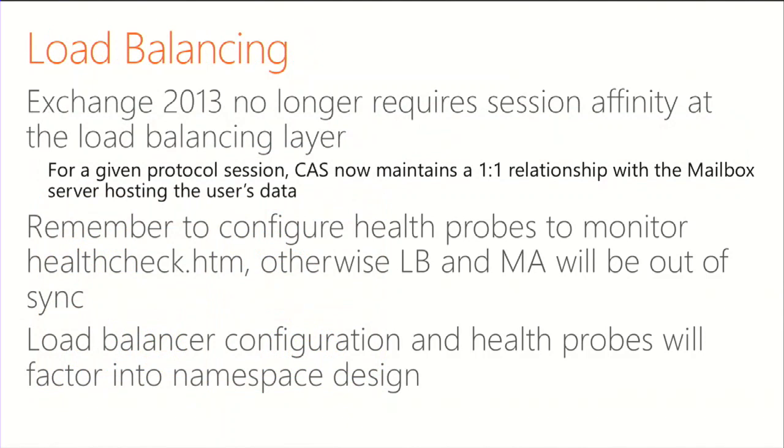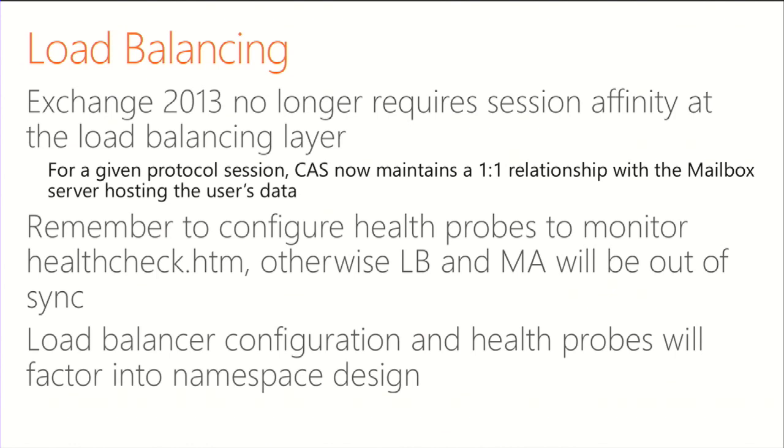So now that we understand the nuances of namespaces, we can talk about load balancing. As I've mentioned, for a given protocol session, CAS is now maintaining a one-to-one relationship with the mailbox server, because all those sessions, regardless of which CAS they originate, all end up at the same point, the mailbox server hosting the active copy. So we no longer need to worry about session affinity at the load balancing layer. It's unnecessary. It's complicated. It's CPU intensive. So we don't need it at the load balancing layer any longer.